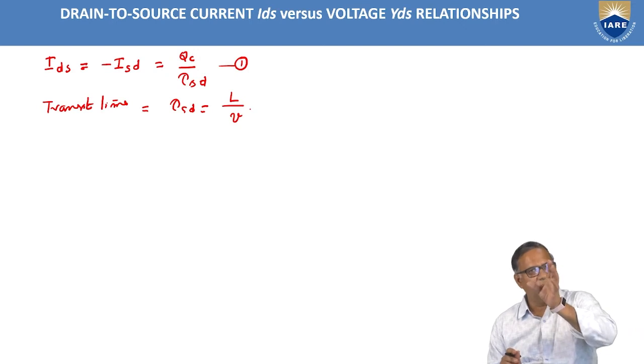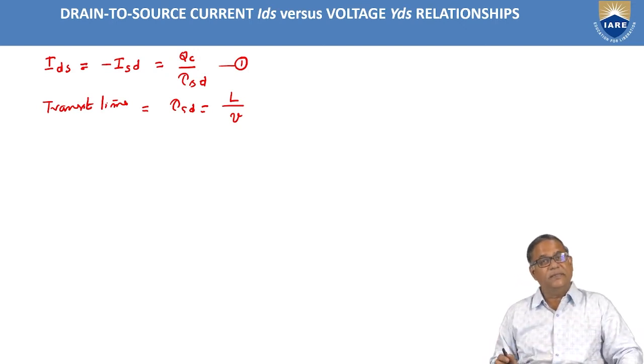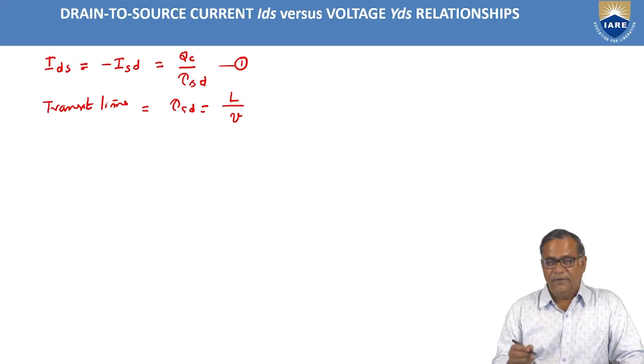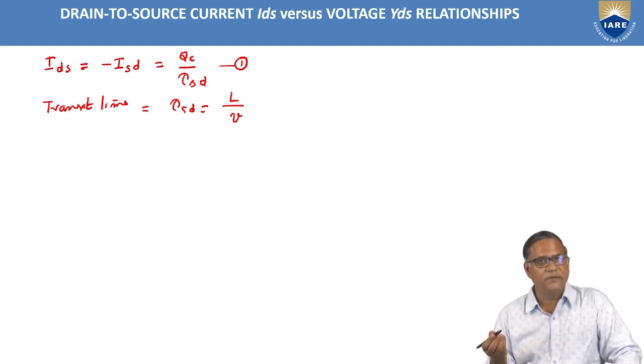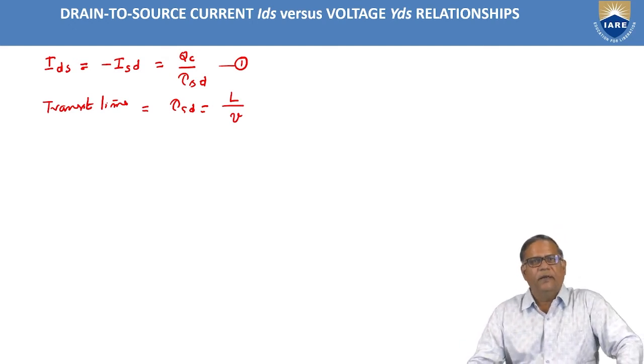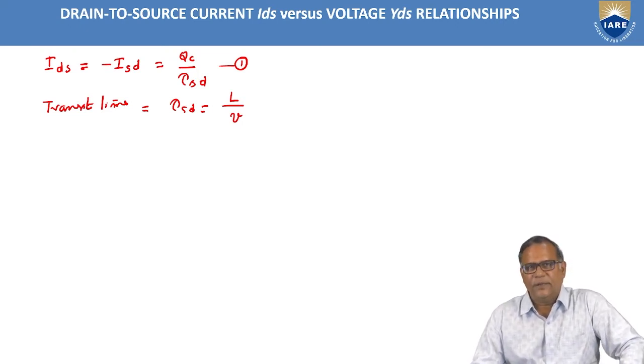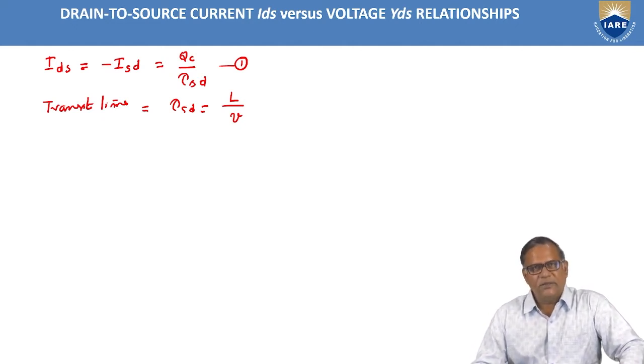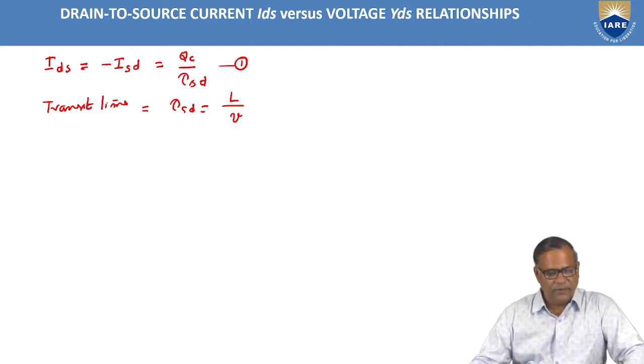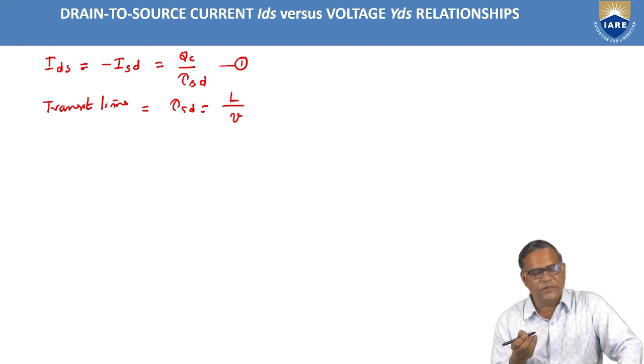What is L? L is the length of the channel and V is the velocity of charge carriers. And velocity of the charge carriers depends upon what? It depends upon the electric field, and also it depends upon the mobility of the charge carrier. There are two types of charge carriers, as you know, electrons and holes. So these electrons and holes, they have their own mobilities, and the mobility of electron is 2.5 times more than the mobility of hole. So the velocity V depends upon the mobility of the charge carrier, and also it depends upon the electric field strength.